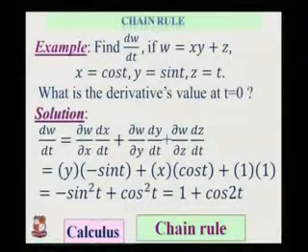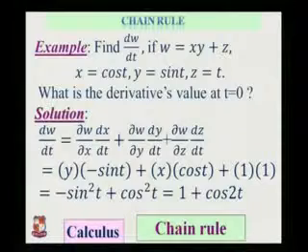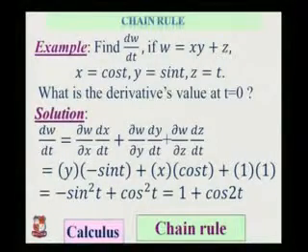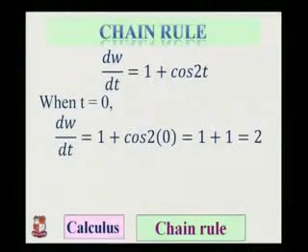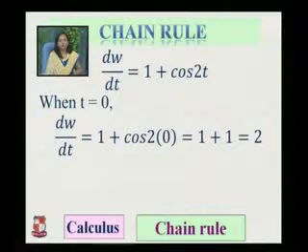The derivative of x with respect to t, the derivative of cos, is minus sin t, plus the same thing, x into cos t, plus 1 into 1. So we have minus sin square t minus cos square t, and that is 1 plus cos 2t. When t equal to 0, cos 0 is 1. So 1 plus 1 equal to 2. So that is a very simple example for explaining our chain rule for 3 intermediate variables.